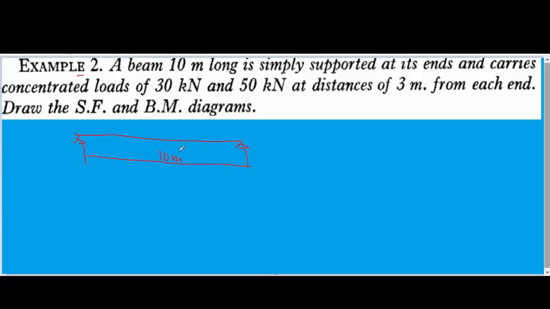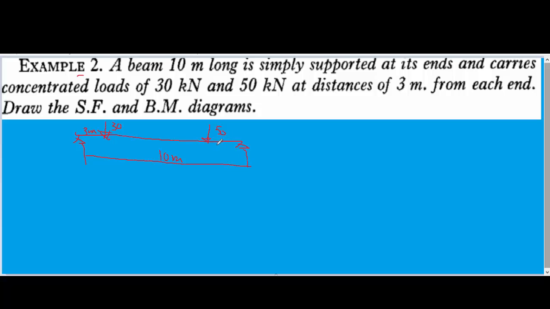For the second part, they say it carries concentrated loads of 30 kN and 50 kN at a distance of 3 meters from each end. This is the first end, this is the second end. In this case, the first end is 30 kN. So we can have our load from this point, load of 30. So here will be our 3 meter. Then from the other end, we have the load of 50 kN. So we can have our 50 here.